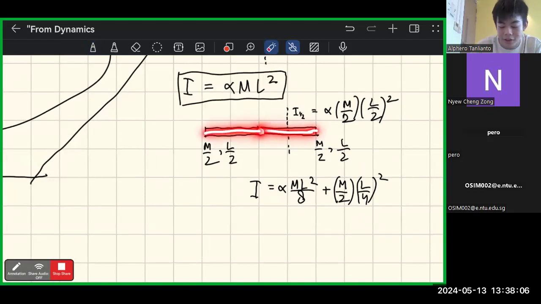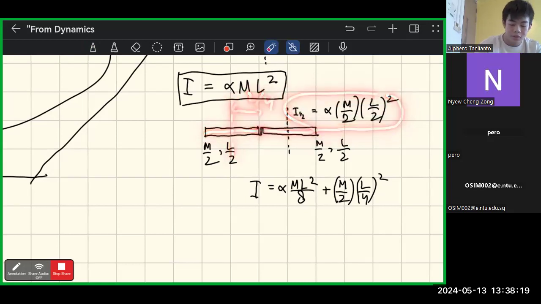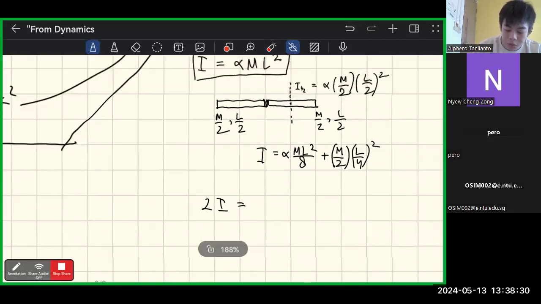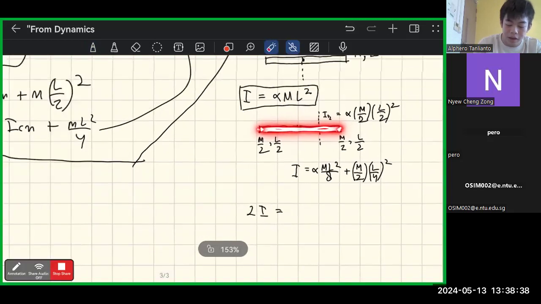But it's going to be the same for this half. I mean, it's exactly the same. The form will be the same because the mass and the length are the same, and the distance will also be the same, which is L over 4. So if we multiply this moment of inertia by 2, we'll have the same moment of inertia as the whole length rod, which in our form is alpha m L squared. Do you guys get it? It's kind of recursive.